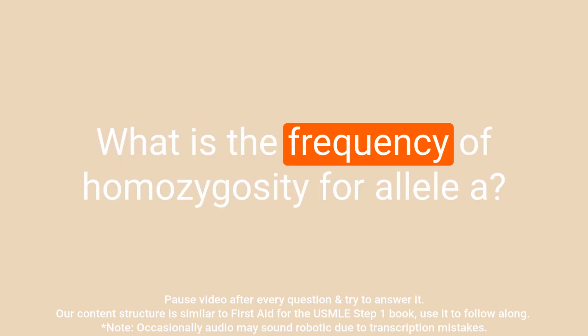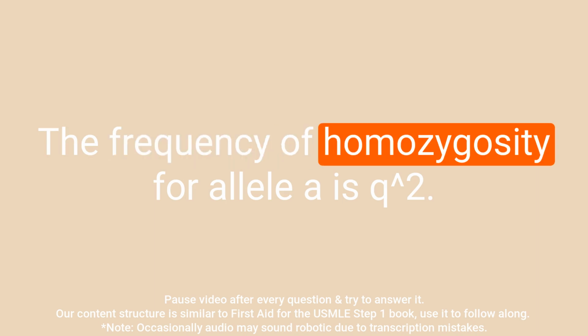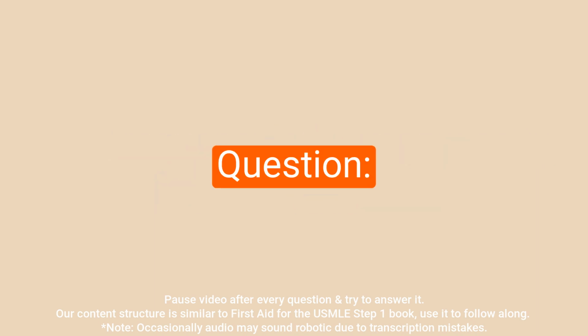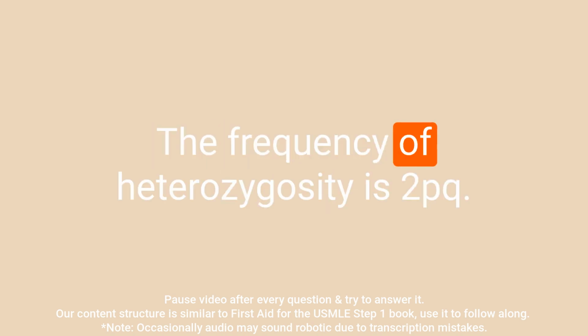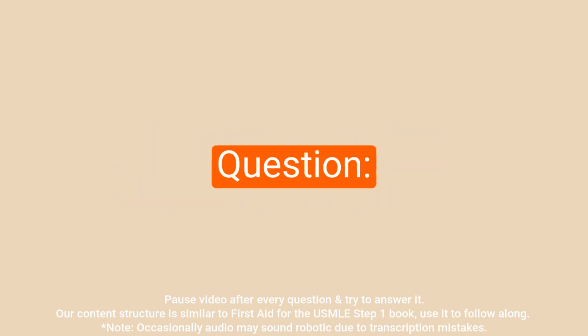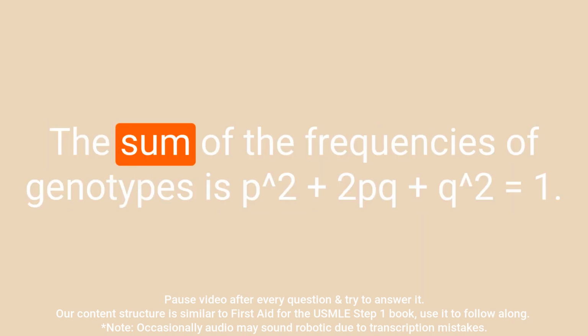Question: what is the frequency of homozygosity for allele a? Answer: the frequency of homozygosity for allele a is q squared. Question: what is the frequency of heterozygosity? Answer: the frequency of heterozygosity is 2pq. Question: what is the sum of the frequencies of genotypes? Answer: the sum of the frequencies of genotypes is p squared plus 2pq plus q squared equals 1.